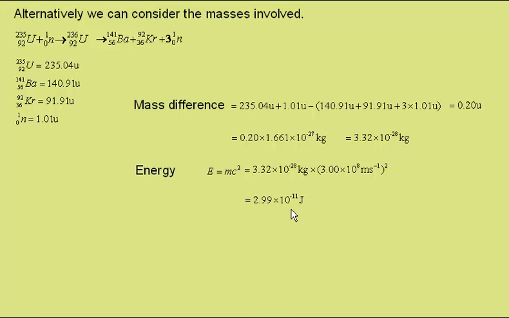To compare this to our previous answer, let's quote it in electron volts, which we do by dividing by the charge on the electron. And this gives 1.87 times 10 to the 8 electron volts, which is 190 megaelectron volts, the same answer as we got before.